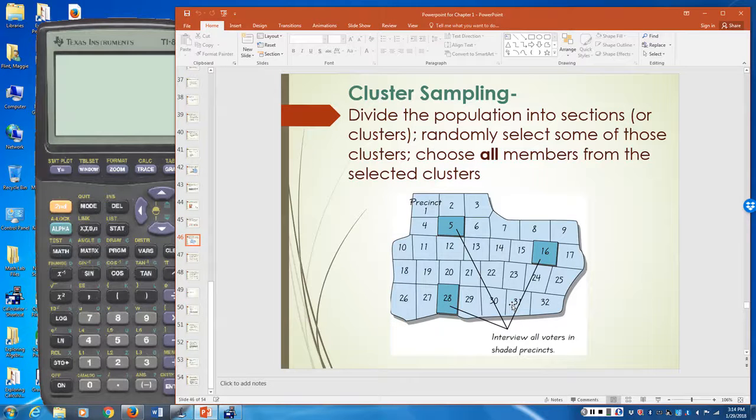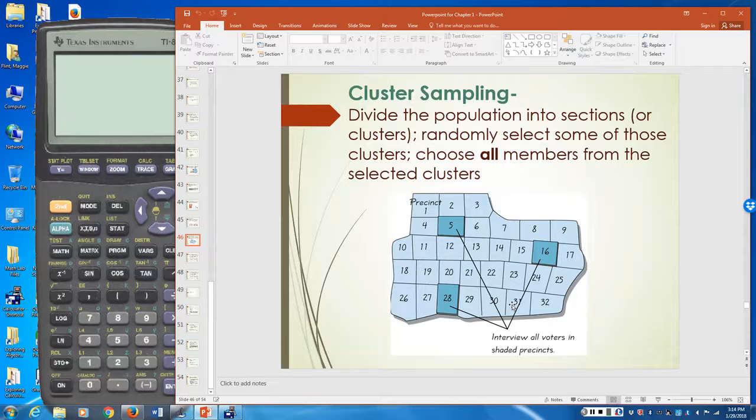Cluster sampling sounds similar because cluster sampling says that you divide your population into subsets, which we call clusters, and randomly select some of those clusters. So the key difference between stratified and cluster sampling is while both of them involve grouping your population in some way, in stratified you take some from all. Cluster is you take all of some clusters. You take all that's in certain subgroups.